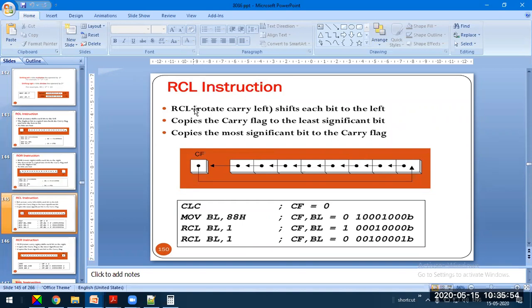Next is RCL, rotate left through carry. It shifts each bit to the left. When we say left, it is from LSB to MSB; when we say right, it is from MSB to LSB.